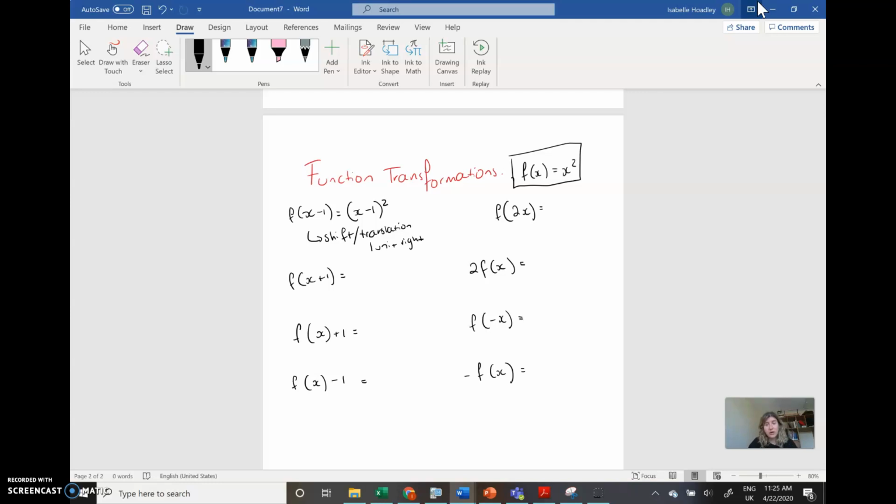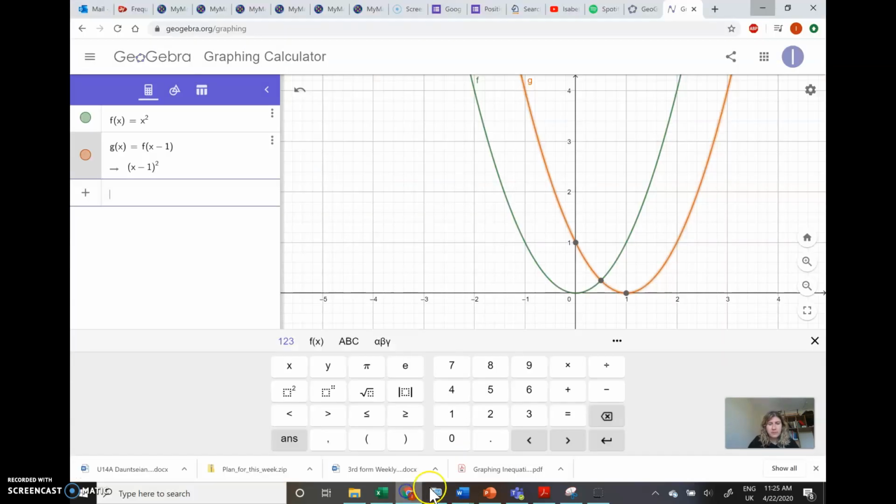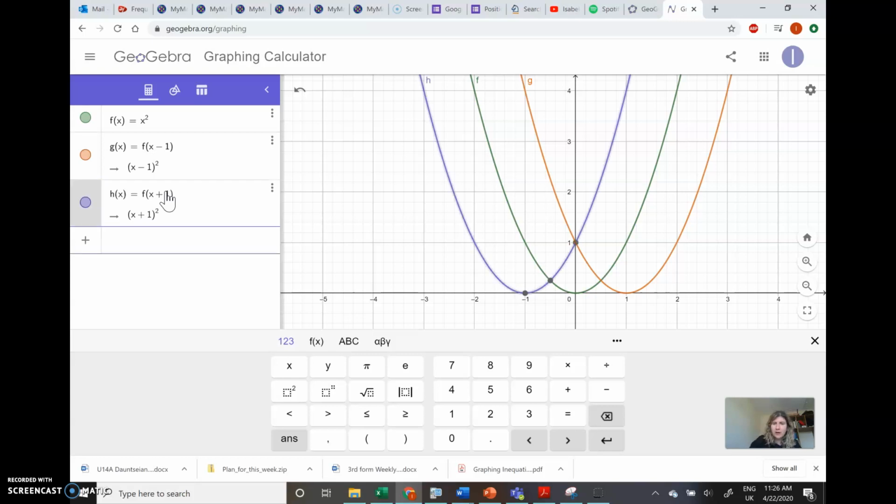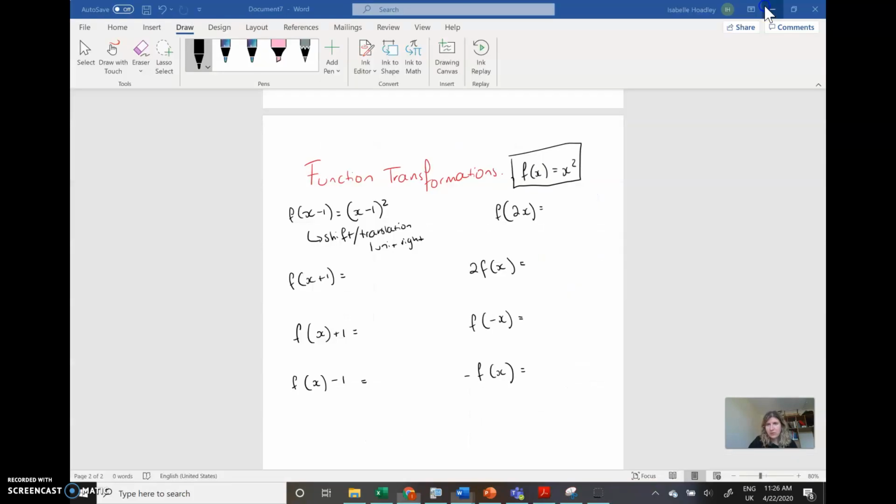Conversely, if we add 1, we can see we get a shift of 1 unit to the left. That's x plus 1 all squared. So, shift 1 unit left.